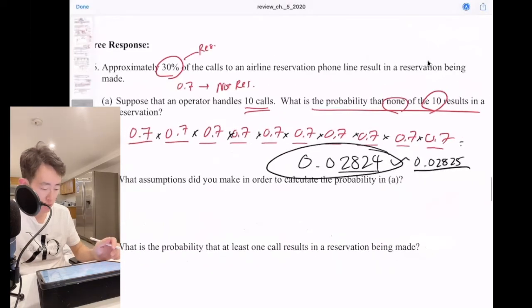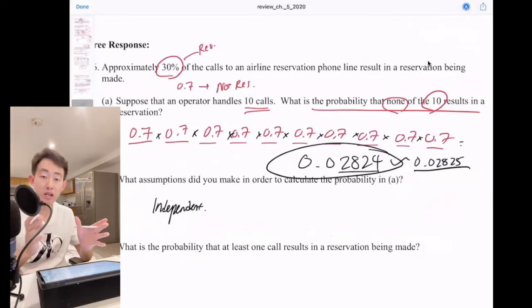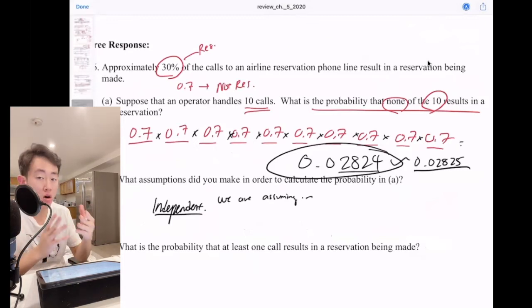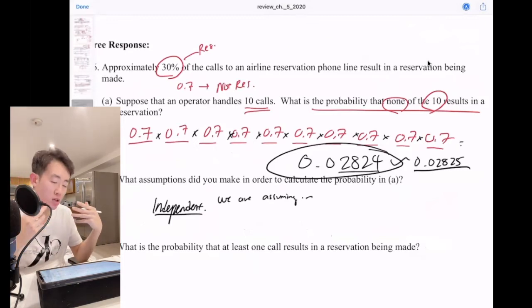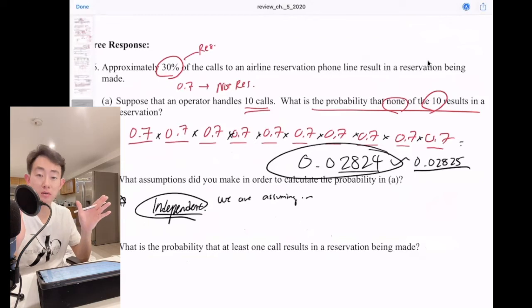What assumptions did you make in order to calculate the probability in A? That they are independent. Sorry, I don't feel like writing the whole thing out, but you want to write down that we are assuming that each of the calls made are independent from one another, so we can multiply the probabilities together, all that good stuff. Sentences, please, not just bluntly putting independent as one singular word for your answer.